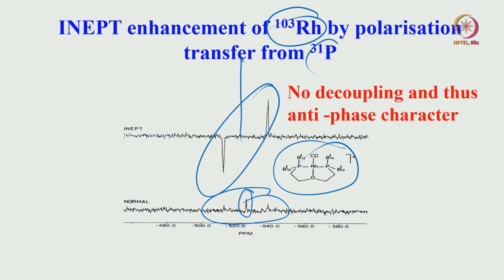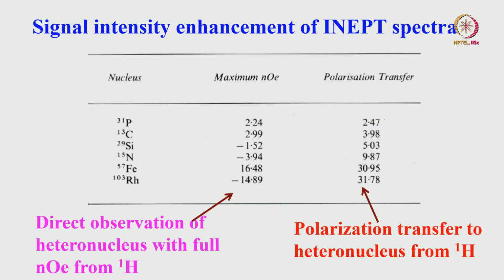In the previous example, we took from proton and gave it to carbon and nitrogen. Here, phosphorus is abundant. Take the signal from phosphorus and give it to rhodium. This is what we do. And of course, you can compare the intensity of our different nuclei. We can do the comparison.